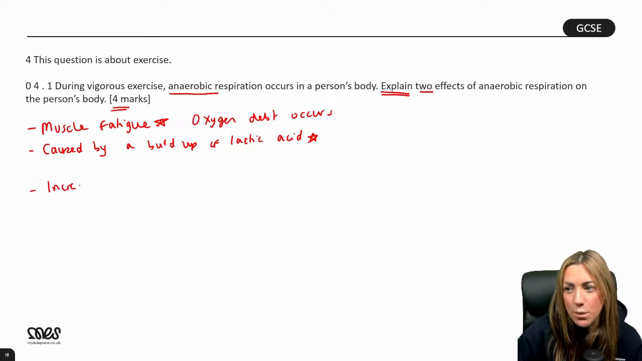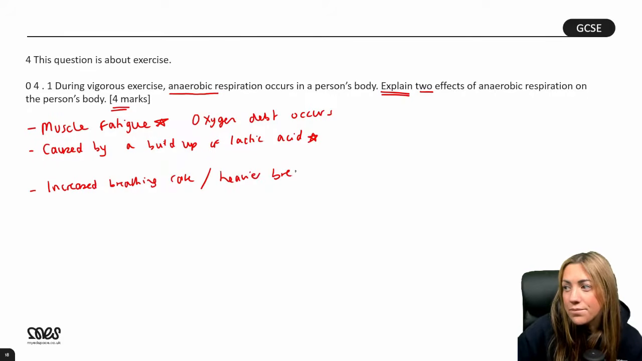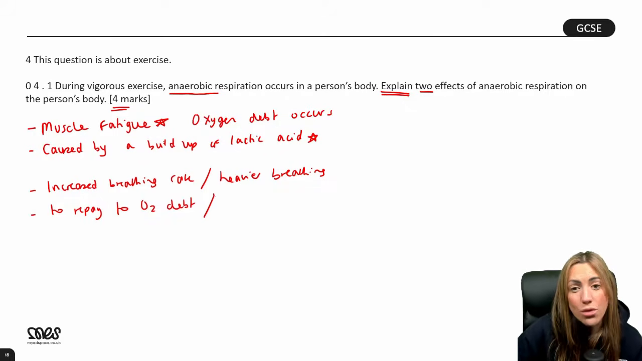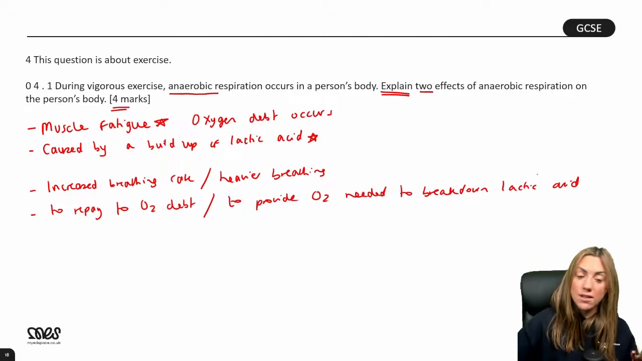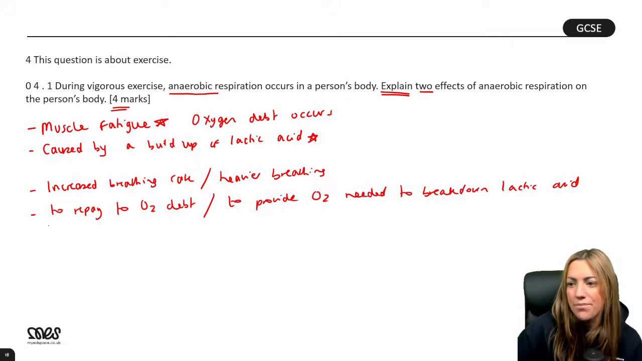Another effect on the person's body, even after exercise, you'd see increased breathing rate, or you could say heavier breathing, deeper breathing. That would be the effect on the body. The explanation for that would be to repay the oxygen debt, or you could say to provide oxygen needed to break down the lactic acid. Because that's what the oxygen debt is. You have to repay the oxygen debt. You need oxygen to break down that lactic acid.